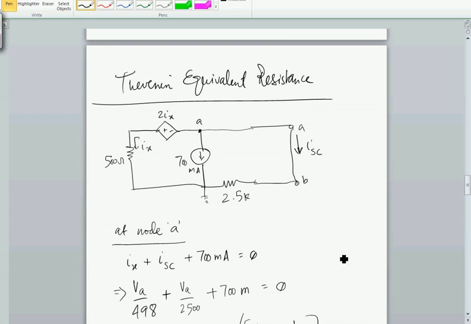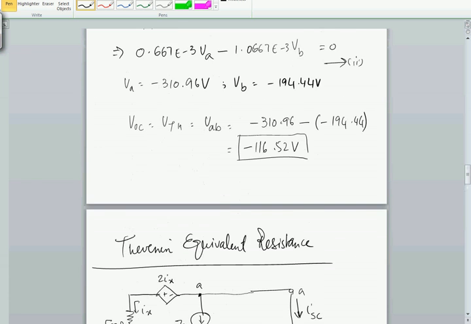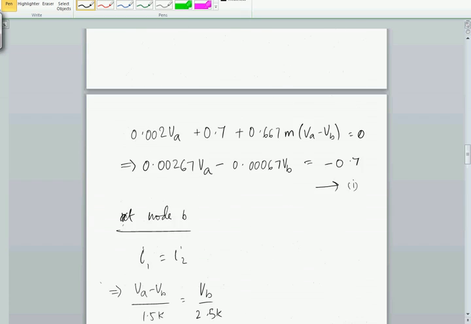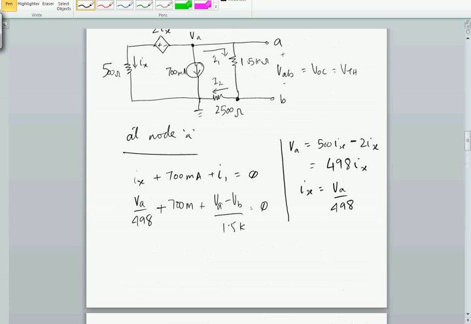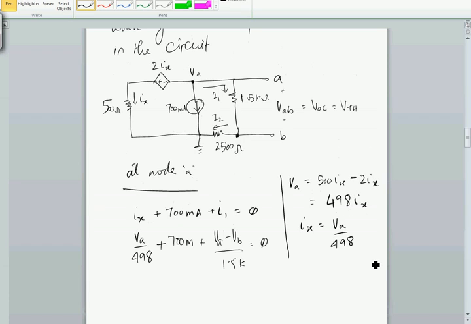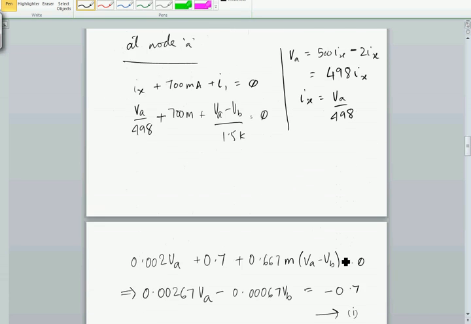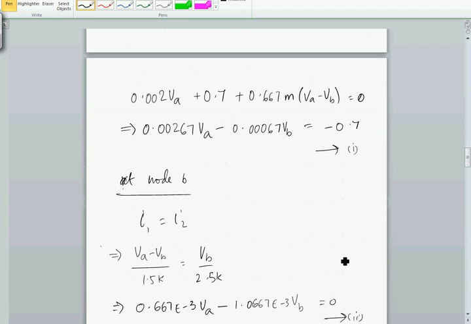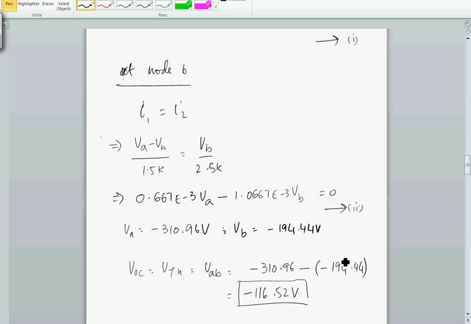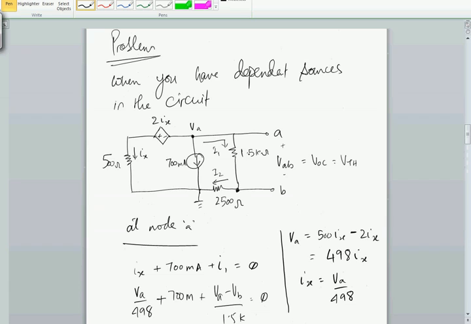Actually, the circuit that I solved is a pretty good circuit. It's not a straightforward circuit, so we did have to use a little bit of side work to find out what the IX value is in terms of the voltage. So I think it's a pretty good circuit. It covers a broad range of circuits. If it's a straightforward circuit, then of course it's easier to do, but most of the time you see straightforward circuits with dependent sources, the method will still be the same.